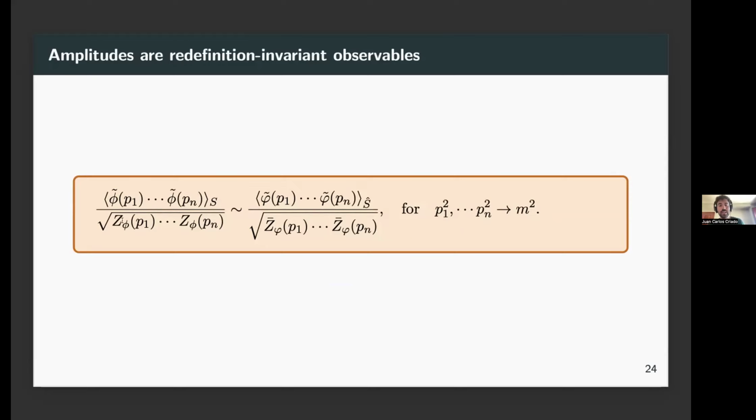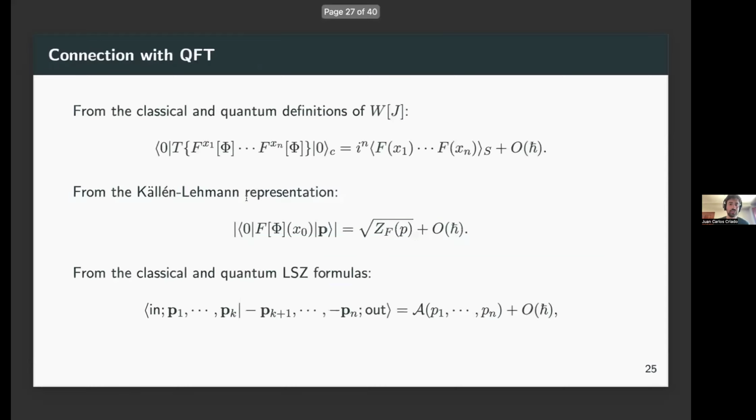So you need to compute the Z, for example, from the 2-point function. Once you have it, you know how to normalize all the other higher point functions, and they should be the same on-shell. All right, so that's the statement that amplitudes are field-definition invariant.